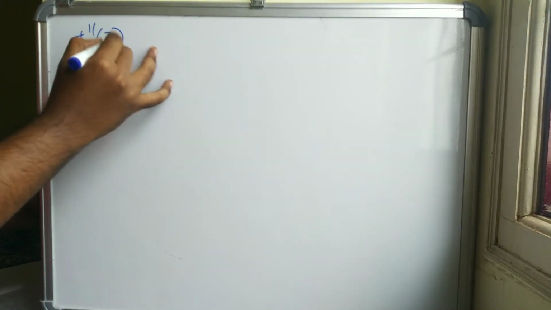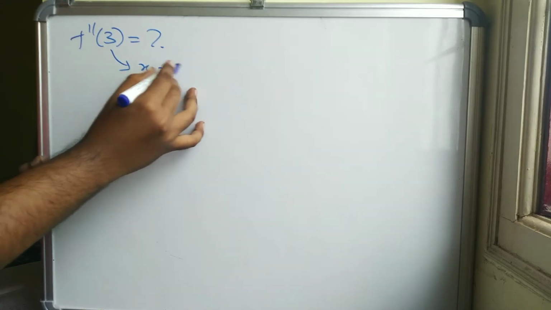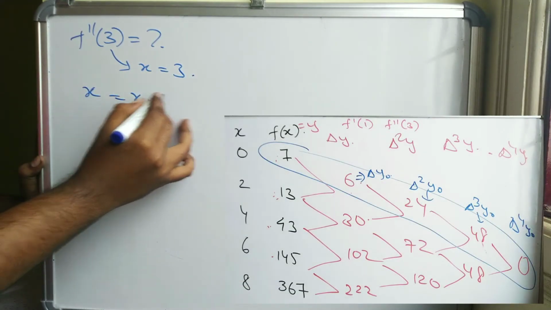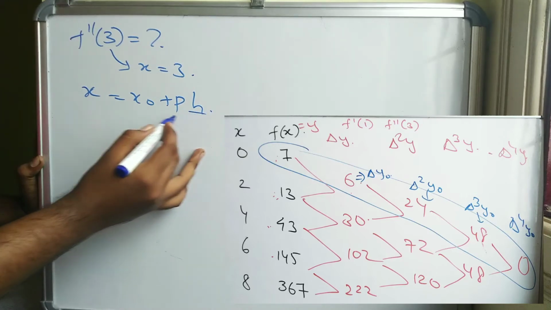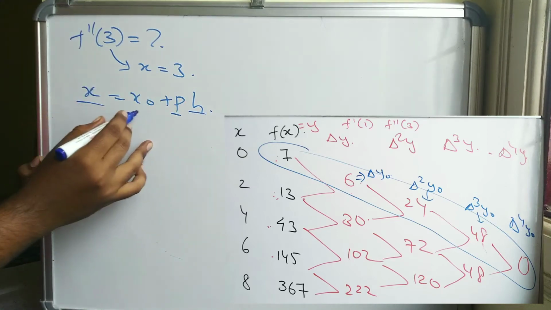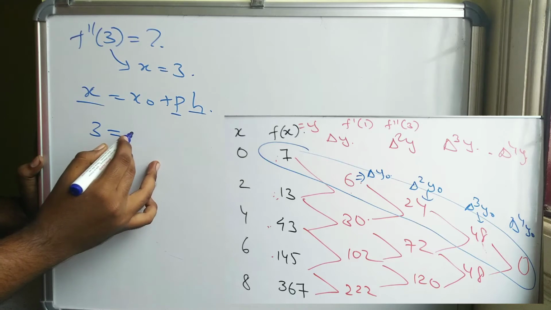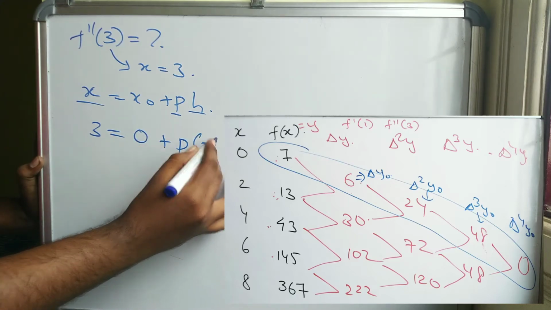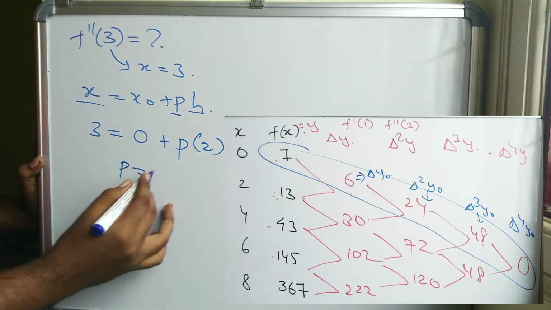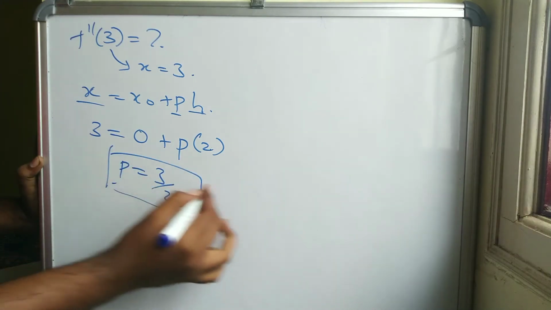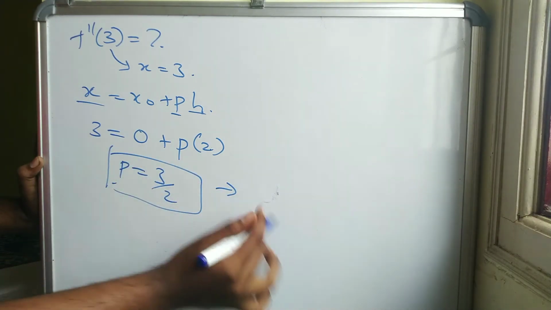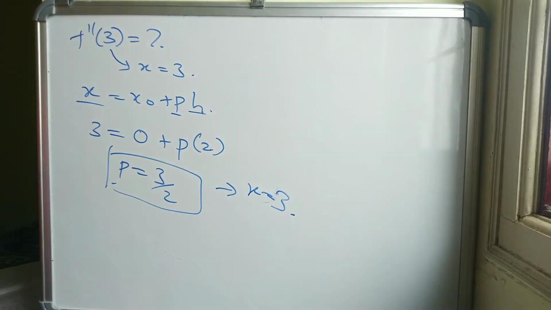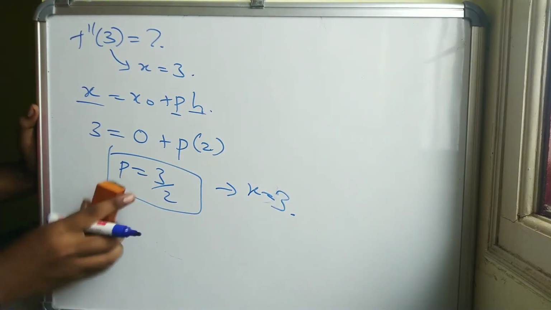So proceeding to f double dash 3, we have to find f double dash 3. For that, first you need to find the value of p. That means x value is 3. Now x is equal to x0 plus ph. h we know, p we don't know. We have to find it. x we know, that is 3. So 3 is equal to x0, which is 0, plus p into 2, h is 2. So p becomes 3 by 2. This is for x equal to 3.